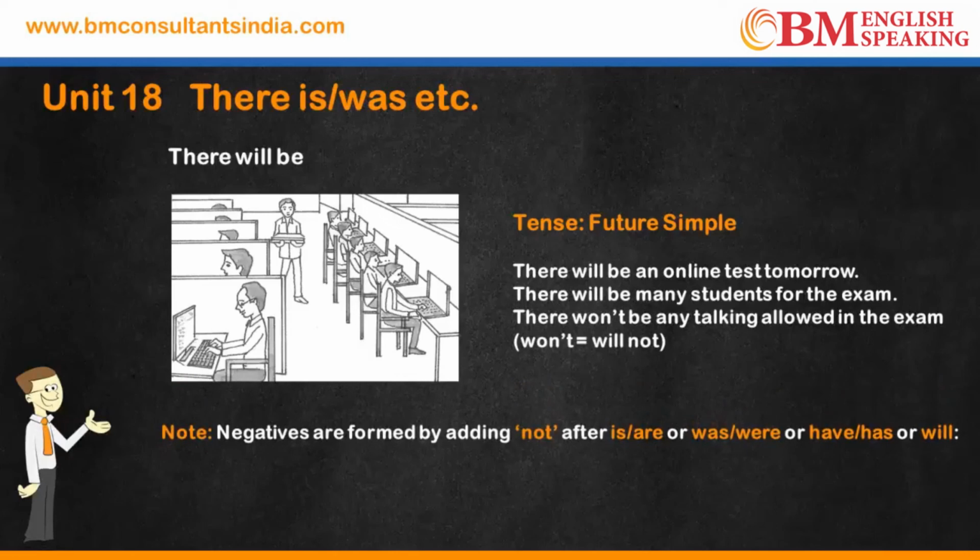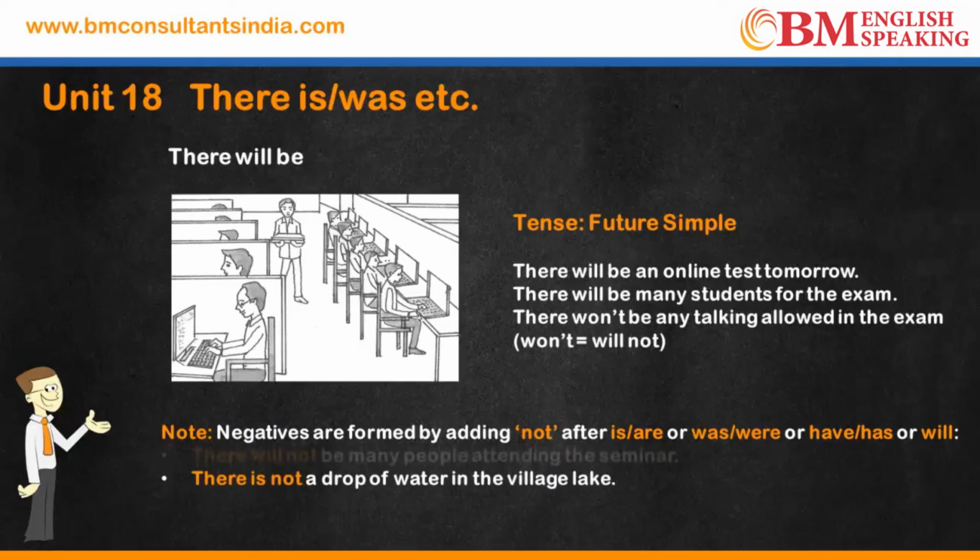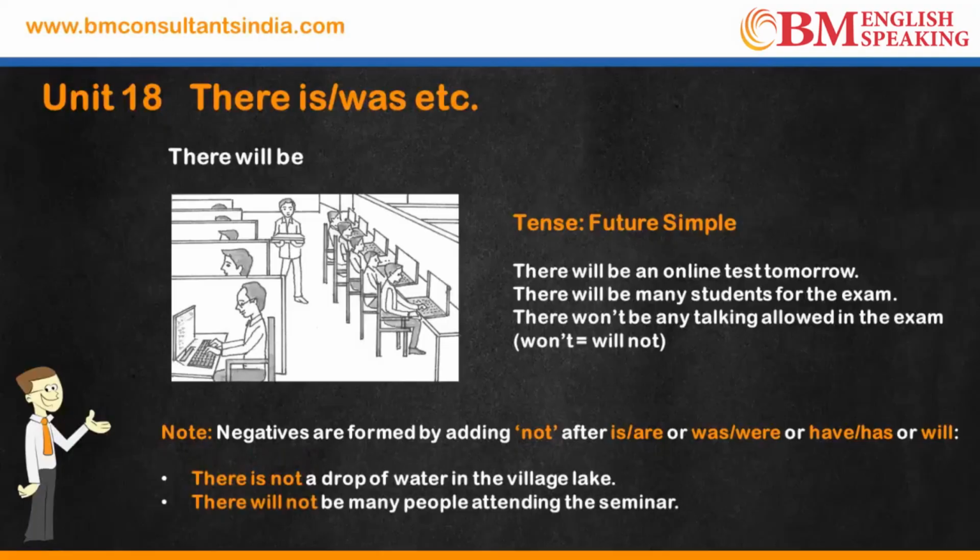Negative sentences are formed by adding not after is or are, or was or were, or have or has, or will. There is not a drop of water in the village lake. There will not be many people attending this seminar.